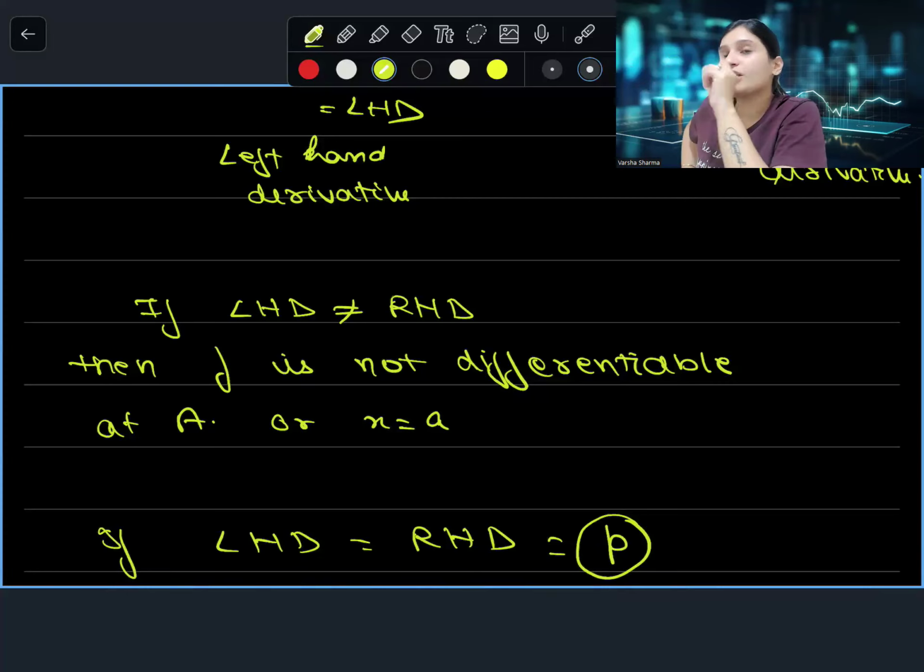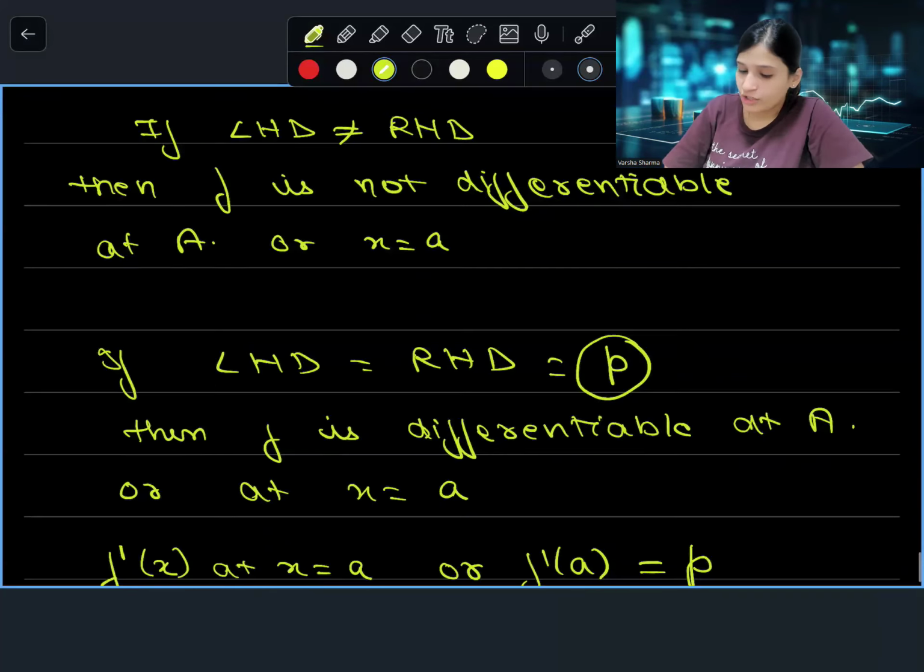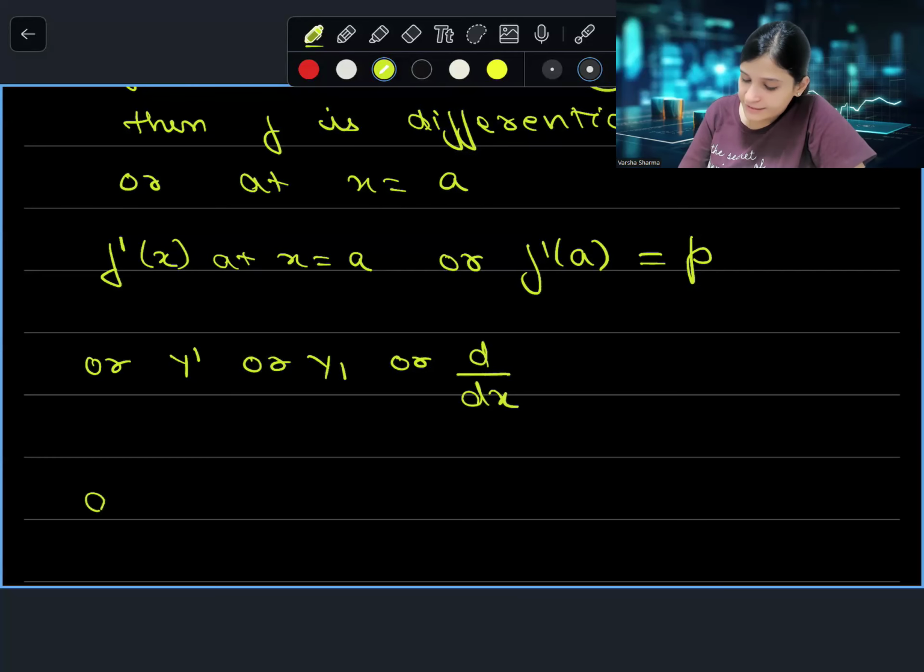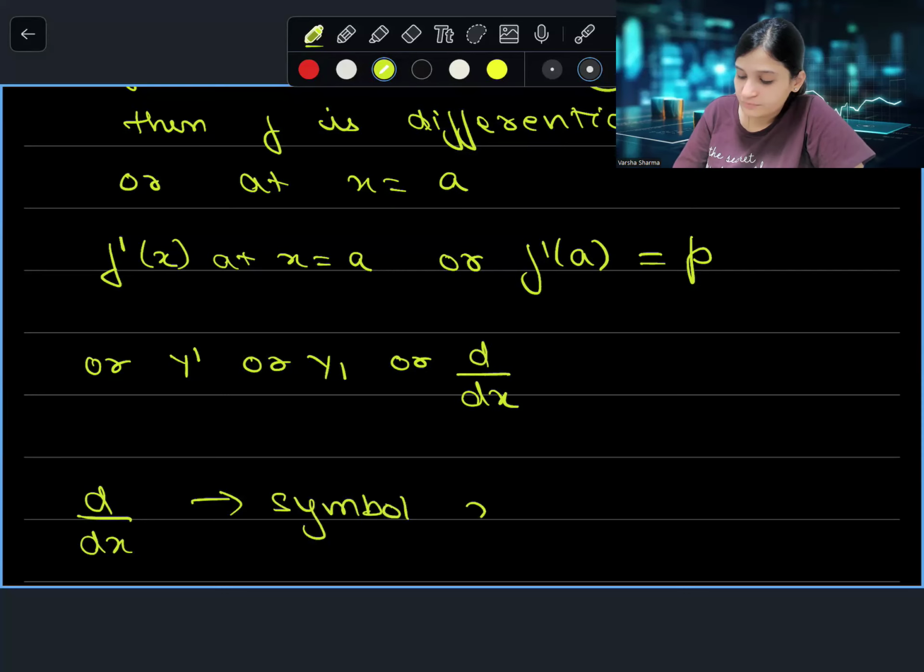That's why you have one application, tangent and normal. Normal will come later. Tangent, why? Because the derivative gives you the slope of the tangent. That's why we have an entire application in tangent. Or we also denote f(x) by what? y. So you could have written y dash or y1 or d by dx. This d by dx is the symbol of differentiation.